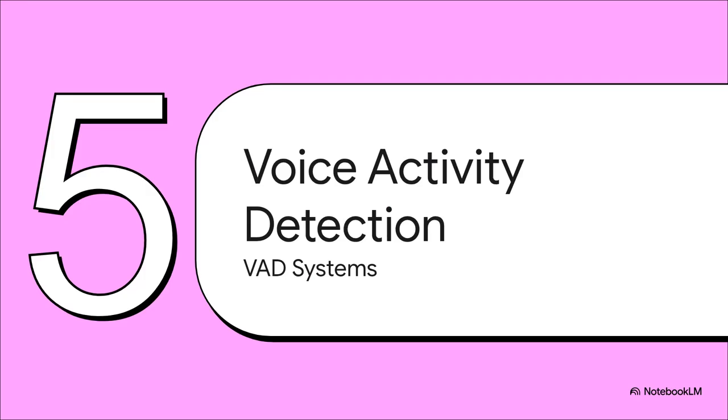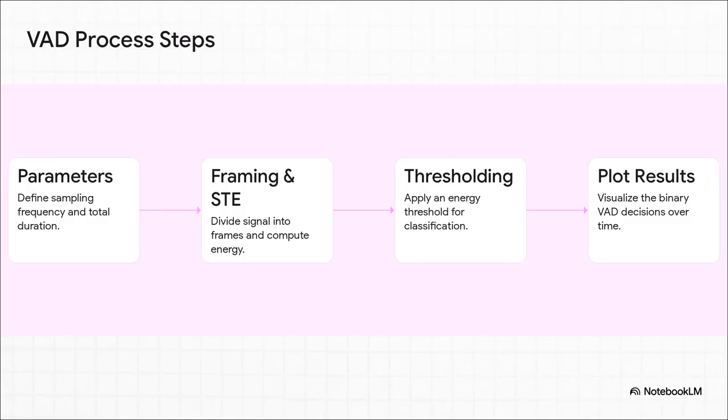That brings us to Part 5, Voice Activity Detection, or VAD. Now we're going to build a VAD system in Python. This uses the exact same foundational logic your smartphone relies on to know when you've started speaking to a digital assistant. We'll execute 4 precise steps here.